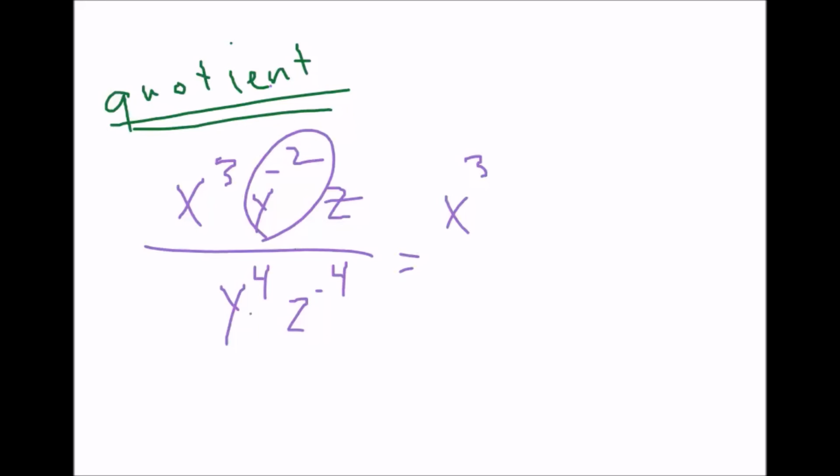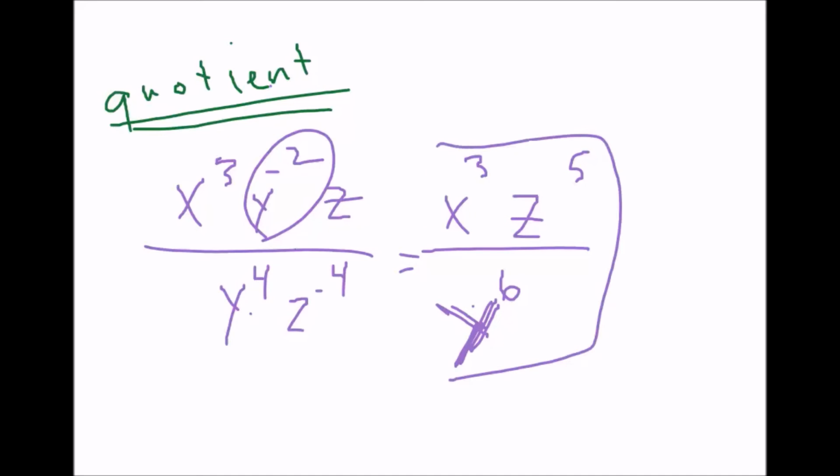So we'll move that down there. We move the negative 2 down there, so we have this 4 plus that 2. We have 6 y's on the bottom. The z to the negative 4 goes to the top, and now we have 5 z's on the top. And that's our answer.